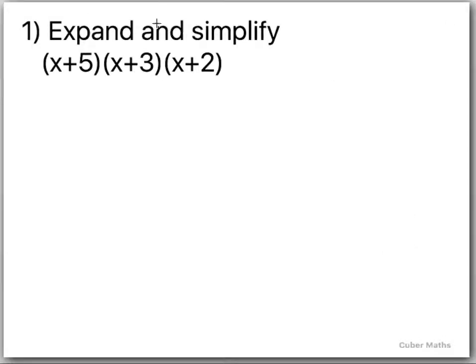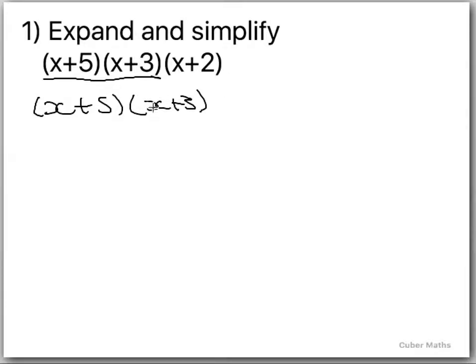So here we have our first problem and it says expand and simplify (x + 5)(x + 3)(x + 2). Now what we're going to do is take our first two brackets, so we're going to take x + 5 and x + 3. I have done a previous video on how to expand double brackets, so it will be linked by an iCard up here. Make sure to go and check that one out before watching this video, as it will help you guys out.